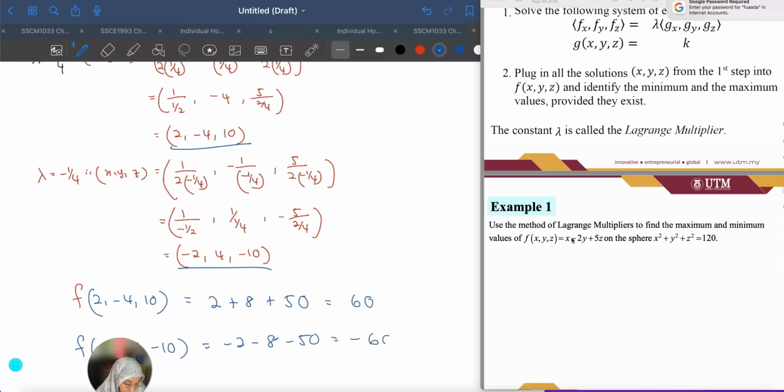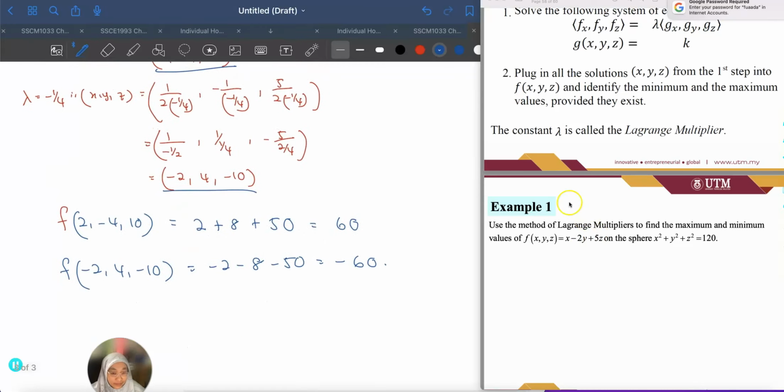give you negative 60. So obviously this is the positive 60, so this is the highest one and this is the smallest one. So you can simply say this one is the maximum value, max value, and this one is the min value at this particular point. That's it, right? So without any sketching, you can determine the max min that satisfy the constraint which is located on the sphere for the given function.